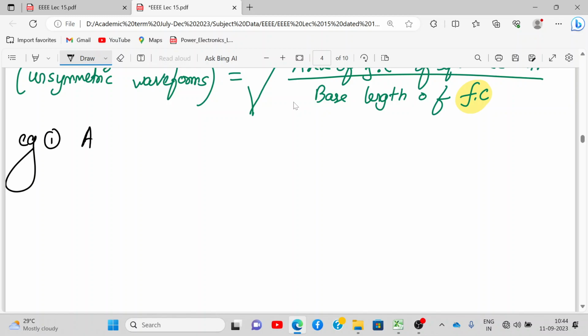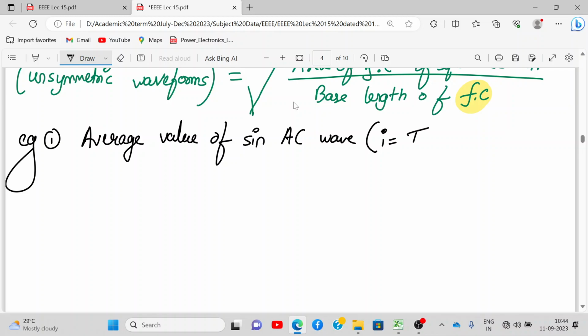Find the average value of a sinusoidal AC wave, where I equals Im sin theta. Please listen carefully, this is a slightly confusing concept.